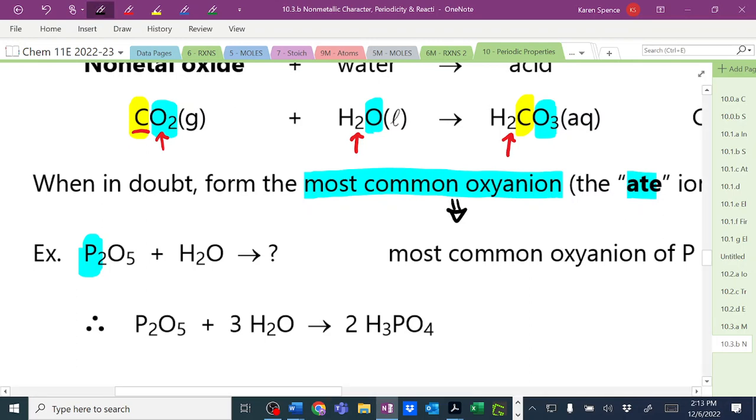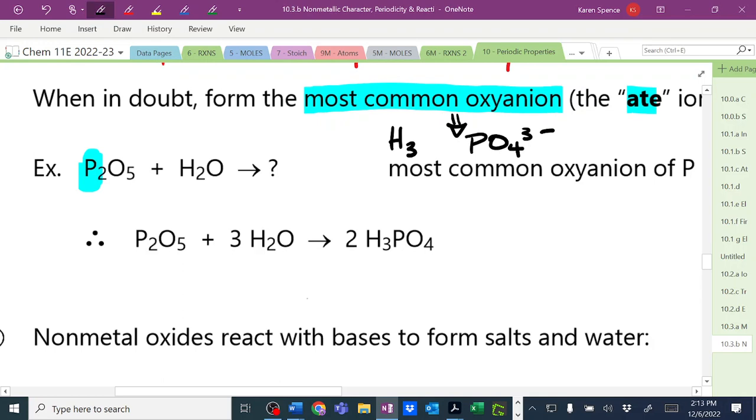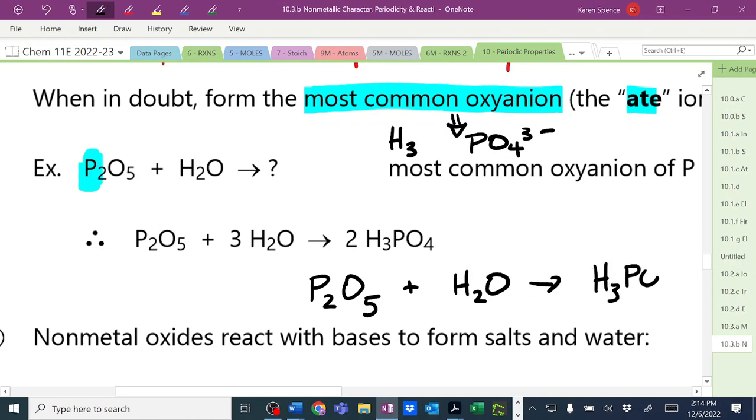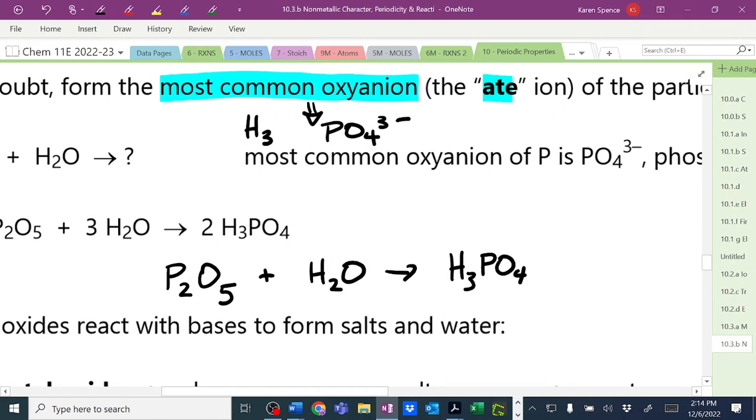So in this case we have phosphate, PO4 3 minus, and we need to form an acid with that. So how many H's would we need in our acid? 3. Okay, so we have H3PO4. Now I've balanced it here, but let's assume we hadn't balanced it. P2O5 plus H2O gives H3PO4. And let's assume I'm just going to cross my fingers and hope that everything works out well and I will be able to balance it.